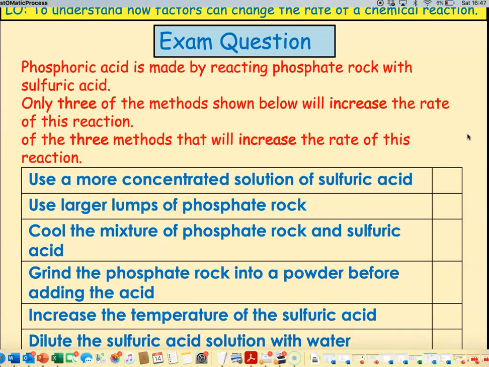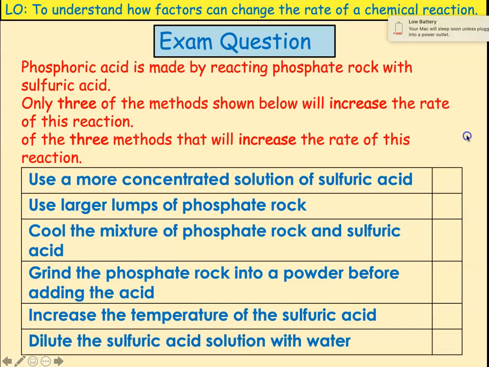Okay, welcome back. Right, the 3 methods that would increase the rate of the reaction would be to use a more concentrated solution, use powder rather than big lumps, and increase the temperature.